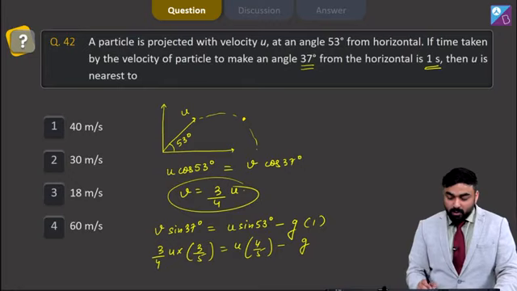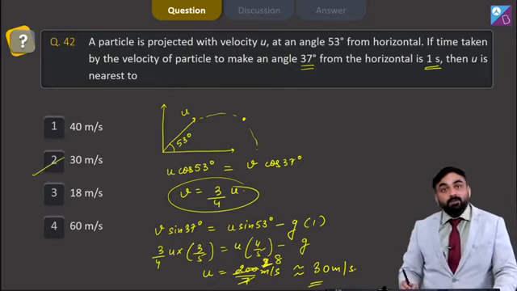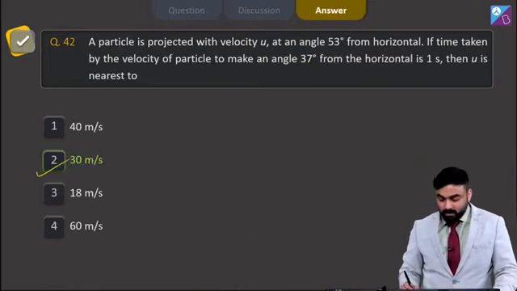So if we solve this, we'll be getting the value of u to be equal to 200 by 7 meter per second. So this will be 28 point something, which will be nearly equal to 30 meter per second. Okay, so our correct answer is option number 2, verifying this from the answer slide. So option number 2 is the correct answer.